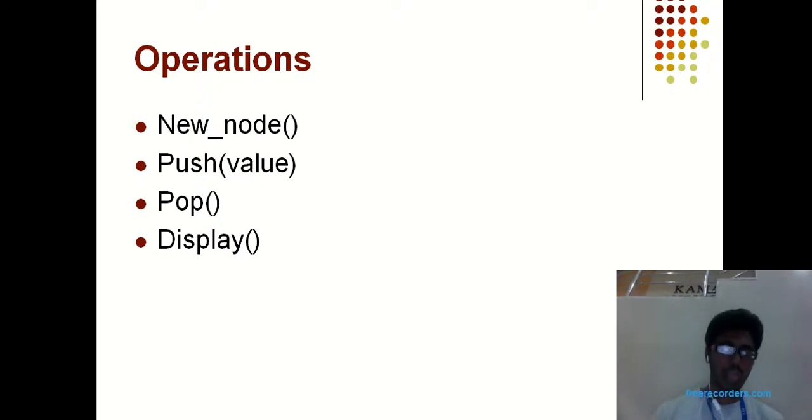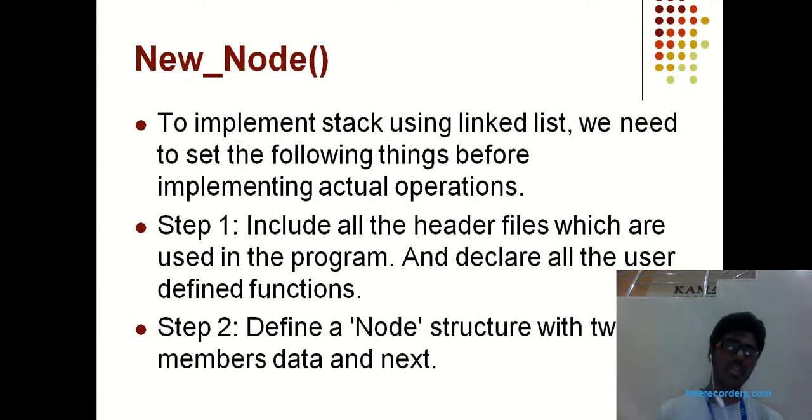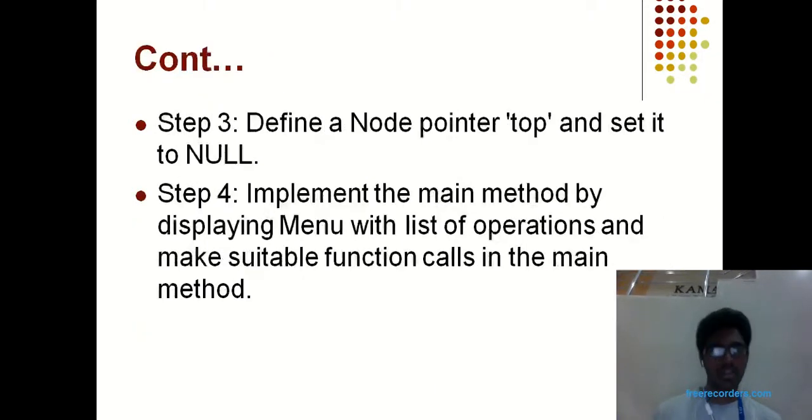New node, push value, pop and display. First, the new node. To implement the stack using the linked list, we need to set up a few things before implementing actual operations. Step 1. Include all the header files which are used in the program and declare all the user defined functions. Step 2. Define a node structure with two members, data and next. Step 3. Define a node pointer top and set it to null. Step 4. Implement the main method by displaying the menu with list of operations and make suitable function calls in the main method.